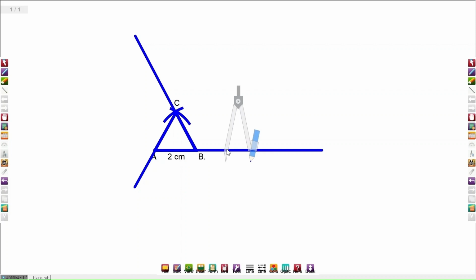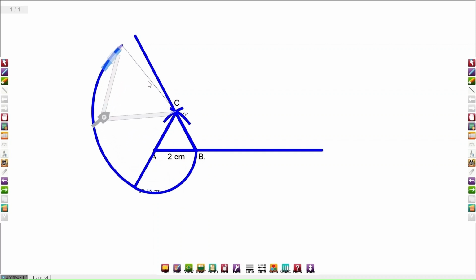Next, take the compass, adjust the radius of the compass to measure 2 cm, or the length of AB, and draw a circular arc. Yes, we did draw a circular arc of radius 2 cm. Now locate the center of the compass at the point C, adjust the radius of the compass to measure 4 cm. Okay, we got the radius of the compass to measure 4 cm, and then draw a circular arc.